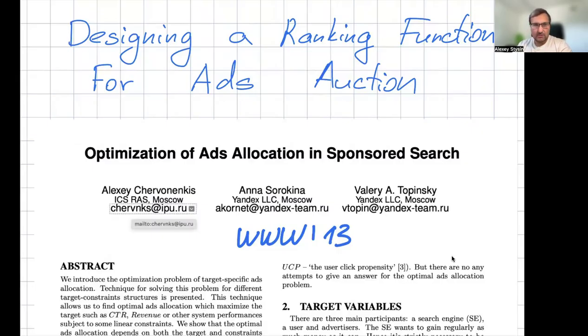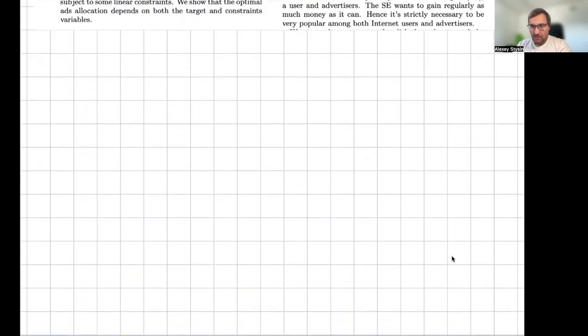I don't know who figured it out first, but I have this paper here which I know explains this topic pretty well. It is by Alexei Chervonenkis and some colleagues from Yandex. And Alexei Chervonenkis here is the same Chervonenkis that is famous for the VC dimension, a concept from machine learning theory. So I will not follow the paper.